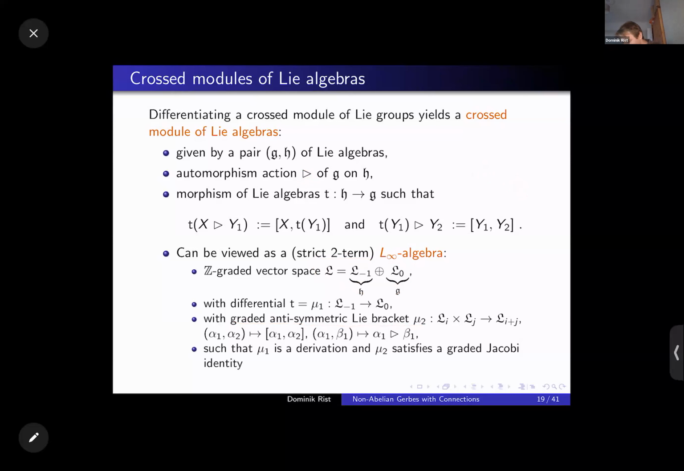Okay, and these conditions, they just translate to the fact that mu1 is a derivation. I mean, that's very simple to see because that's basically just this condition. And the mu2 has to satisfy a graded Jacobi identity, which is just the ordinary Jacobi identity for the Lie bracket. So indeed, this gives you an example of an L-infinity algebra.